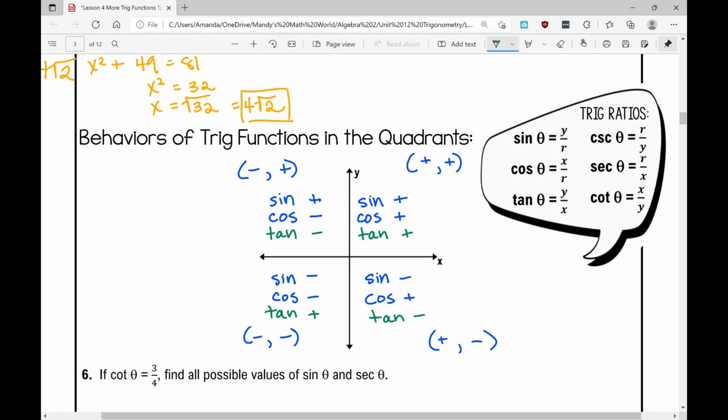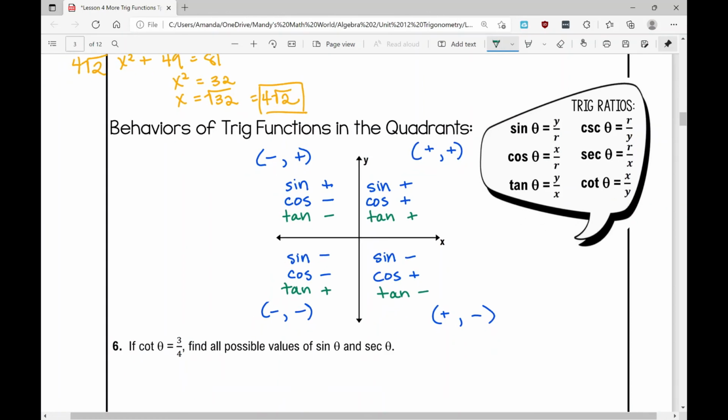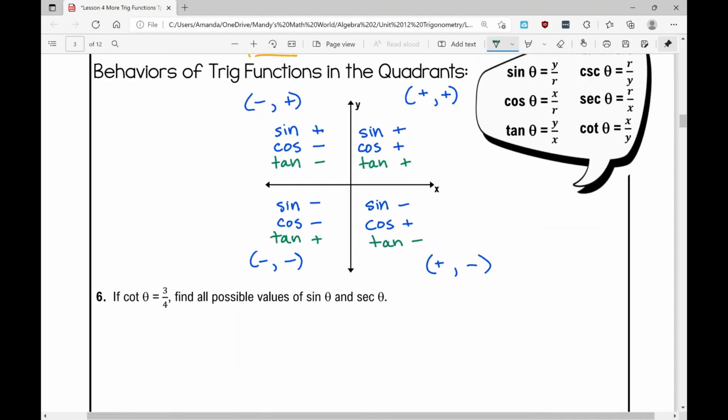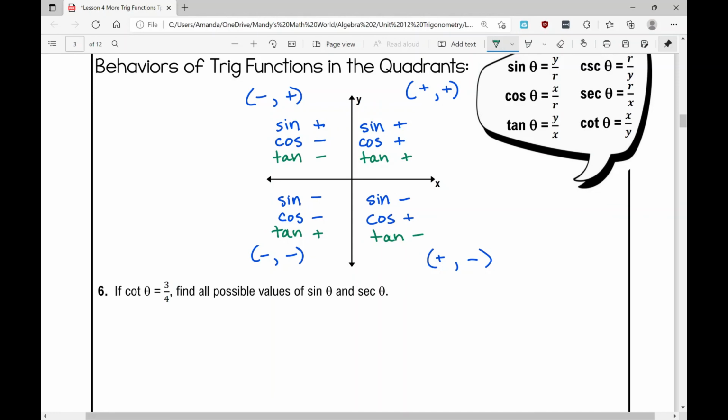You can think about this whenever you're given a word problem or just some information on a problem. For example, in our last problem here, if cotangent of theta is 3 over 4, find all possible values of sine theta and secant theta. Okay, cotangent theta is 3 over 4. So instead of y over x, we're looking at x over y, which we're still dividing, our two values here. So we're looking at where those two signs, our x and y values, are the same.